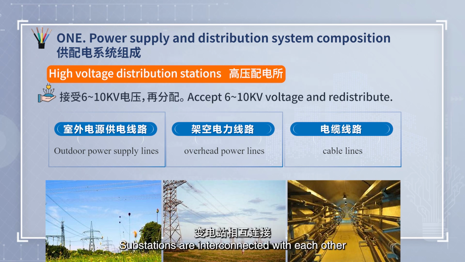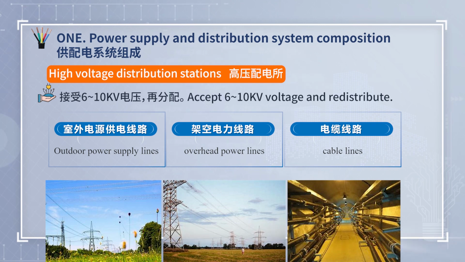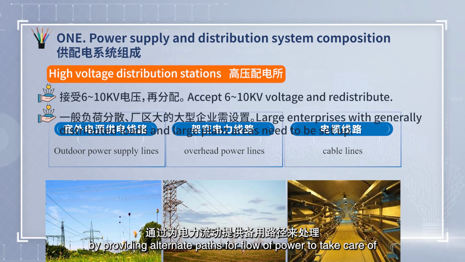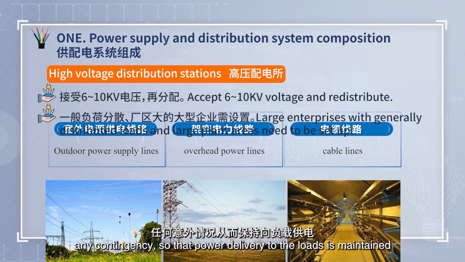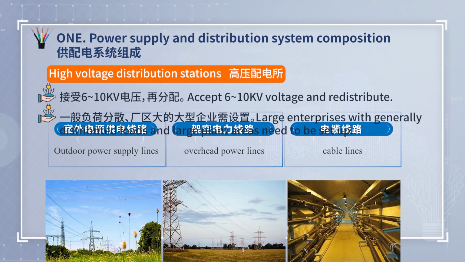Substations are interconnected with each other so that the power becomes a meshed network. This increases the reliability of the power supply system by providing alternative paths for the flow of power to take care of any contingencies, so that power delivered to the load is maintained and the generators do not face any outage.